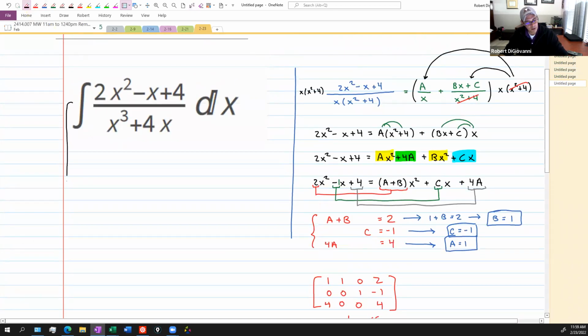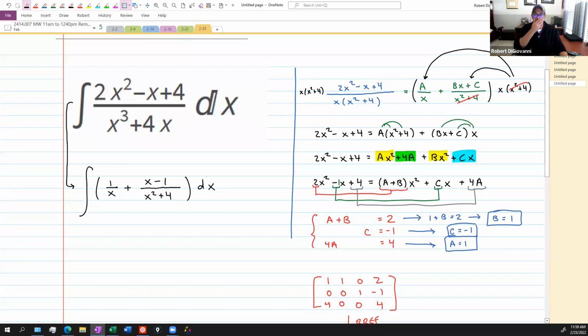This integral now turns into, all right, A over X, right? A over X. And we said that A was 1. So 1 over X. Ooh, I'm happy about that. I can find the antiderivative of that. Plus now B was 1, so 1x, so that's just x, plus C, but C is -1, so I'm going to put x minus 1, and then over x squared plus 4 dx. With me?